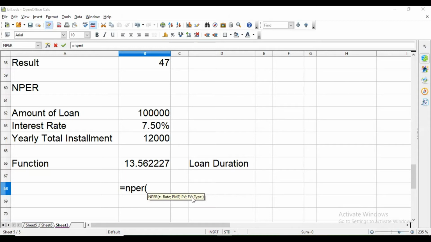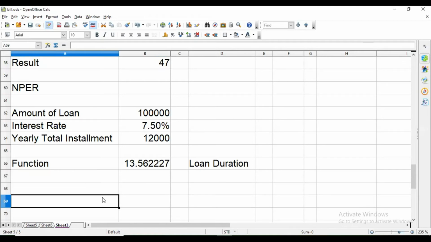Future value will always become zero. That means after these many years, this amount of loan will become zero. And in this type, we have to type 1 if the installment is paid on the first date of the month, and 0 if at the end of the month. But we can skip FV and type. When we skip them, they will be taken as 0 by default. So this was the NPER function.